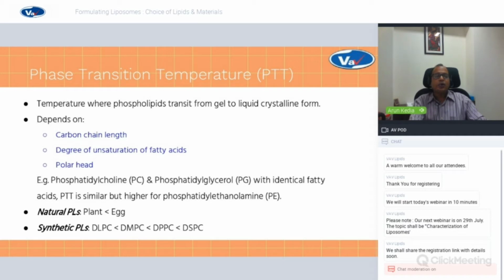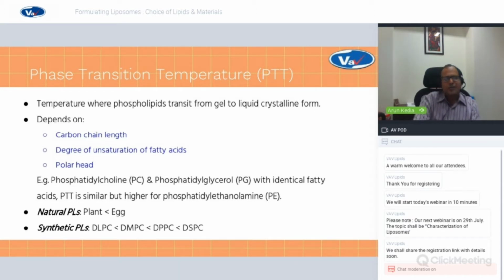An extremely important factor in liposome design is the phase transition temperature of lipids. So first of all, what is phase transition, also referred to as the glass transition temperature? It's the temperature when phospholipids will transit from the gel phase to the liquid crystalline phase. Erroneously, it is sometimes referred to as similar to melting point. It's nothing similar to melting point.